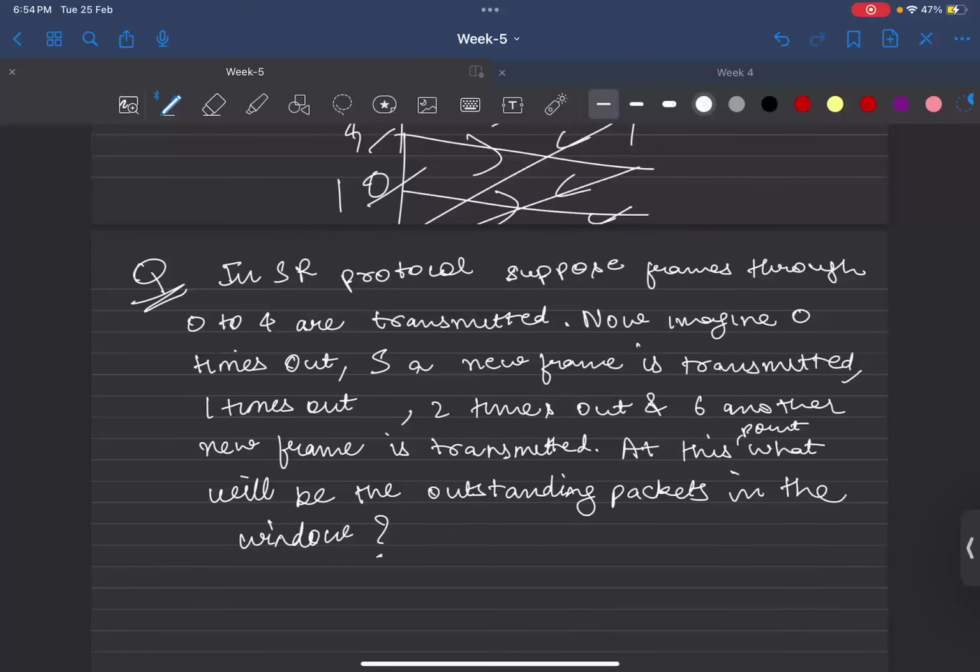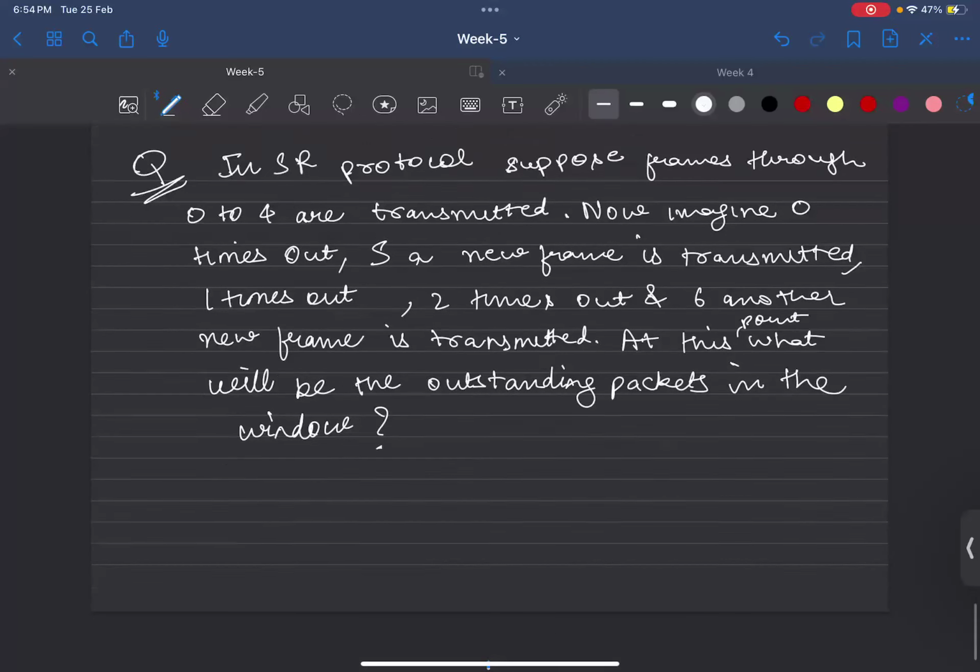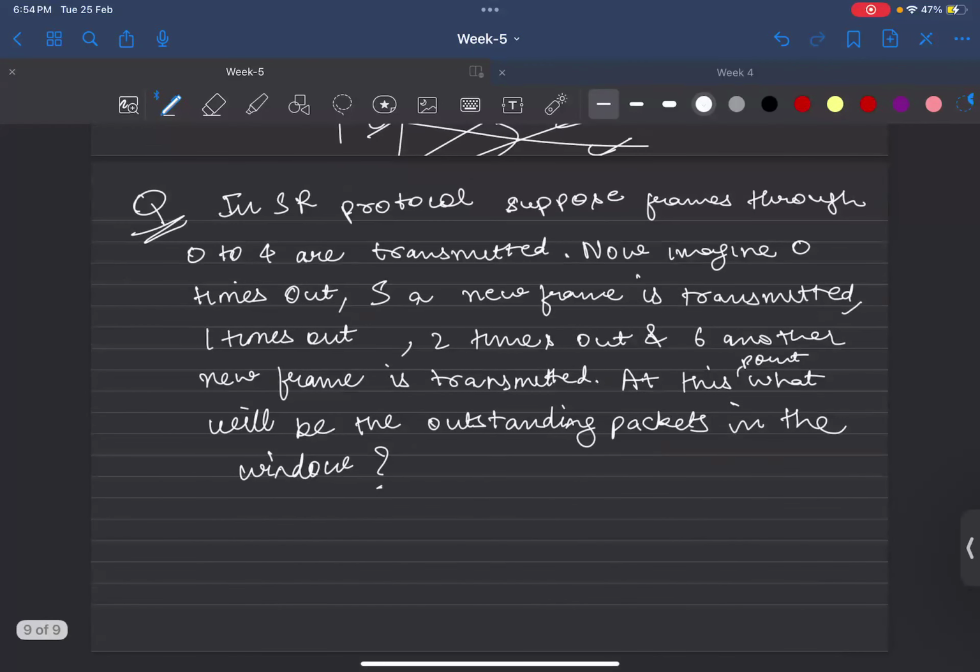Yes, ma'am. In SR protocol, suppose frames 0 to 4 are transmitted. Now imagine 0 times out, and 5, a new frame, is transmitted. Then 2 times out, and 6, another new frame, is transmitted. This is a simple one. Maybe I haven't checked. I have 0, 1, 2, 3, 4. 0 times out.